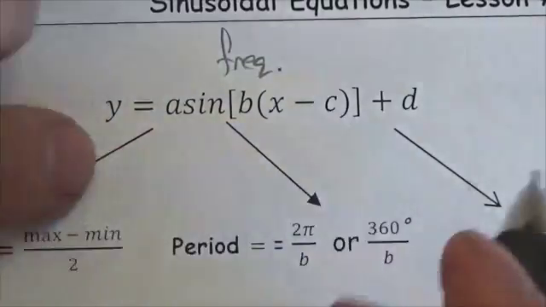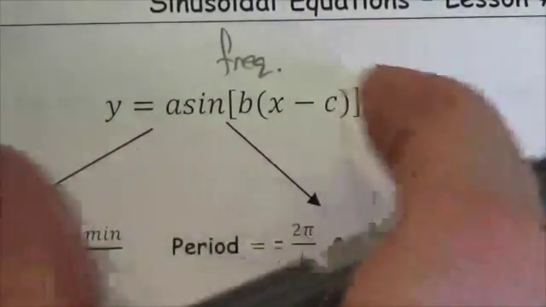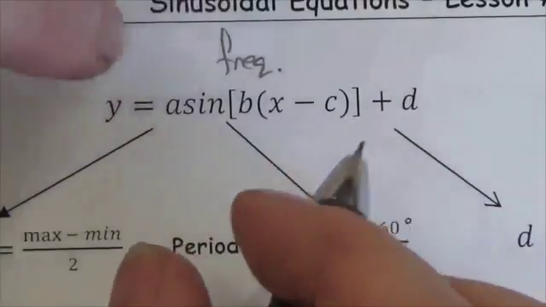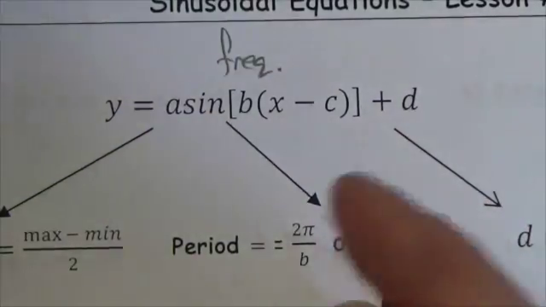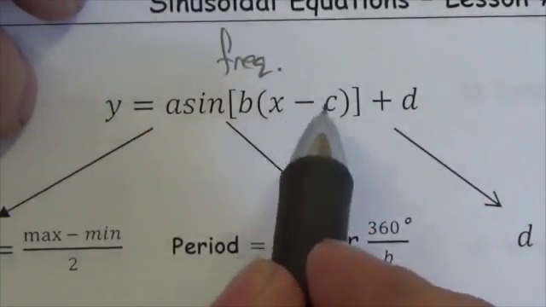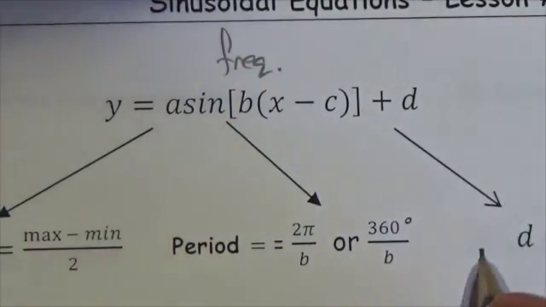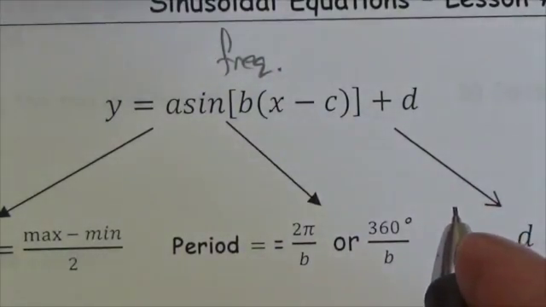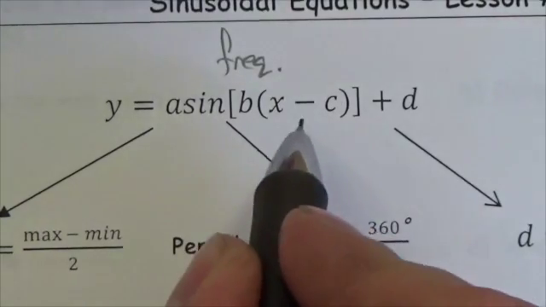Now, c is going to be responsible for moving the graph left and right, but that causes some difficulty with a bit of the math there, and in this particular course, we're not really all that concerned about the c value. We will notice it pop up here and there, but we're not overly concerned about that value right now.